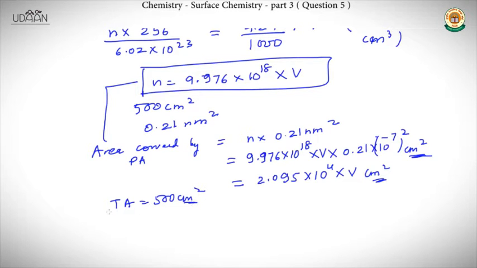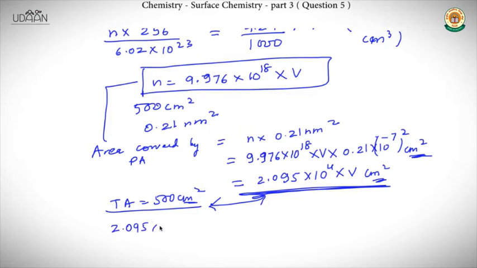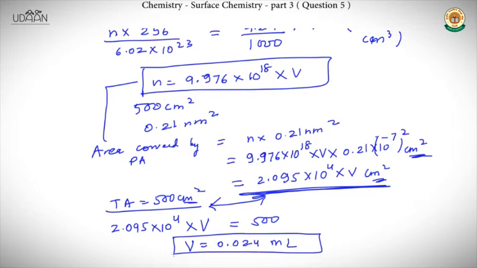So my total area is this. This is the area covered by N molecules. So I can equate both of these. So 2.095 into 10 raised to the power 4 into V is equal to 500. From this I will obtain the volume as 0.024 ml. So by this we end this question.